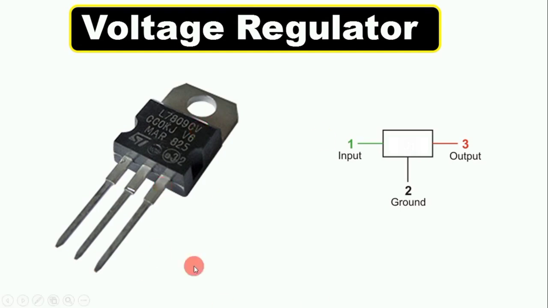Friends, how this voltage regulator works, let us understand this through an example. Suppose we have a battery whose voltage is 12 volt. Now the number on this regulator is 7809. This means that this regulator gives 9 volt in output. Now if you give 12 volt to the input terminal, then from the output we will get only 9 volt. This means in output we get constant voltage.